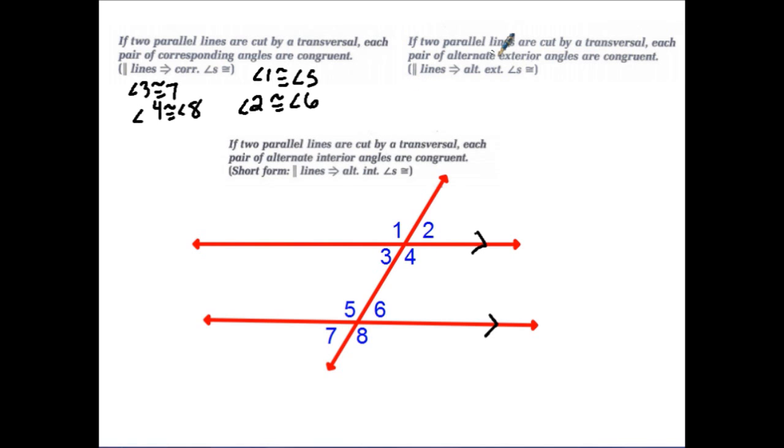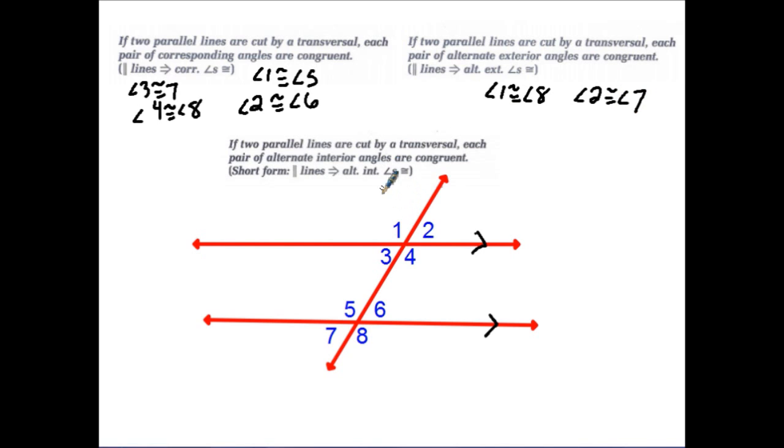Our second one. If two parallel lines are cut by a transversal, each pair of alternate exterior angles are congruent. So again, we got those parallel lines. Once you know that those lines are parallel, those alternate exterior angles, angle 1 is congruent to angle 8, or angle 2 is congruent to angle 7.